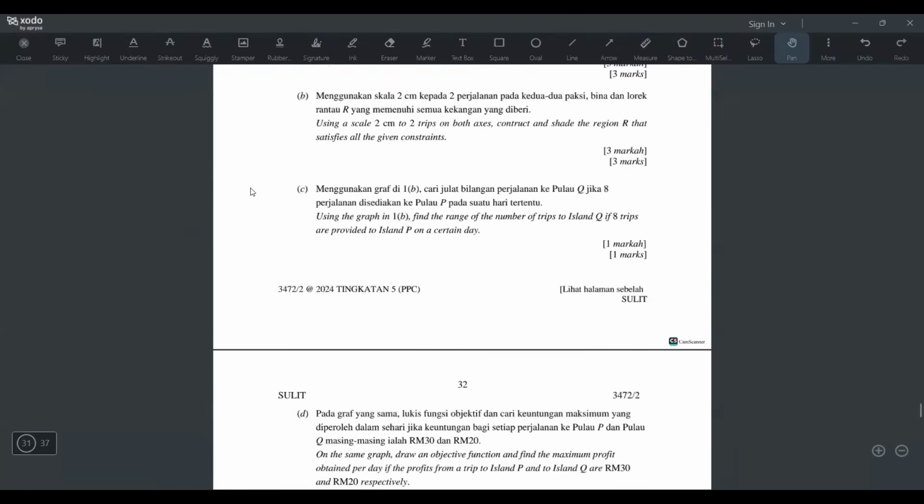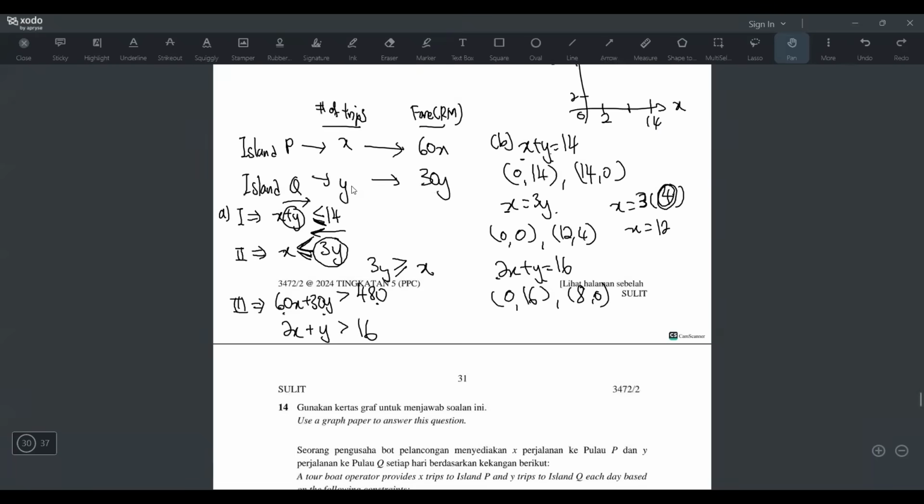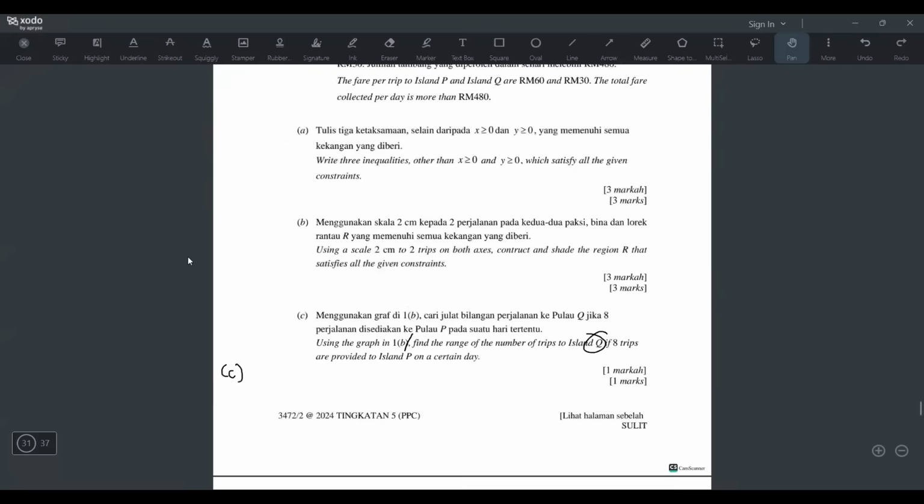Now it's time to do part C. Okay, part C, I'll do it here. Using the graph in 1B, find the range of number of Q. It means the range of y, because Q is represented by y, right? We use y to represent it.